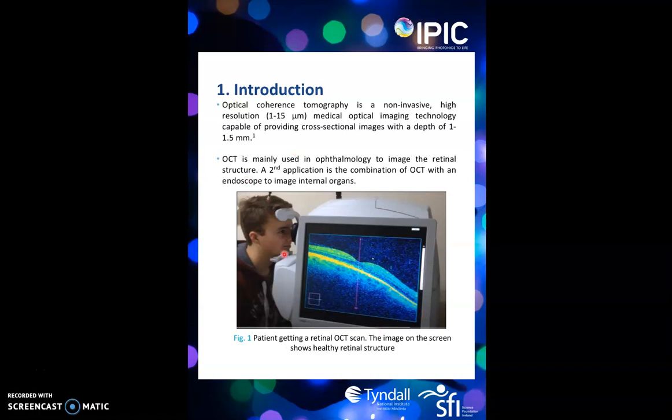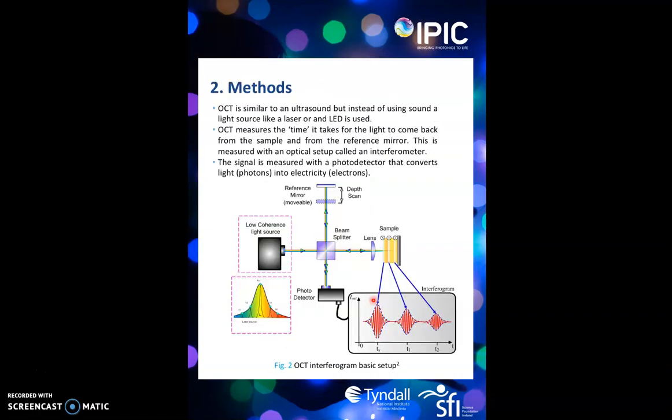So in your image here, you have a commercial OCT where the patient has his eye scanned, and you can see we can make an image of the retina, we can see the internal layering, we can see its structure, and with this, the ophthalmologist has an insight of what's happening in the retina. A second application, which we're working in this project, is to combine the OCT with an endoscope probe to image internal organs, for example, of colon.